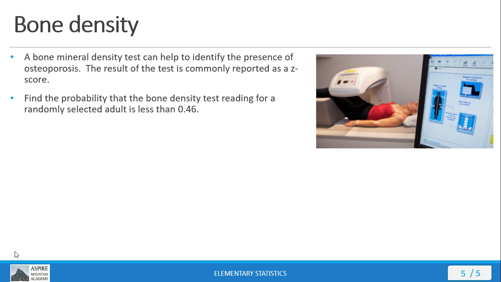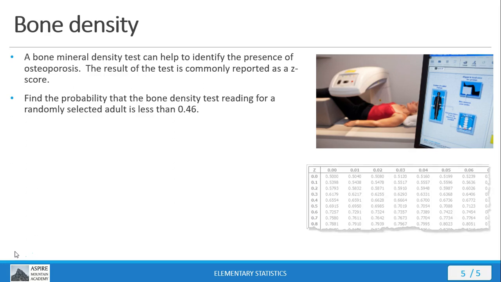Let's look at an example problem really quick to demonstrate how to use the z-score table. So we have a bone mineral density test that can help identify the presence of osteoporosis. And the result of the test is commonly reported as a z-score. So we're asked to find the probability that the bone density test reading for a randomly selected adult is less than 0.46. Well, first we get our z-score table out, right? So we want the reading to be less than 0.46.